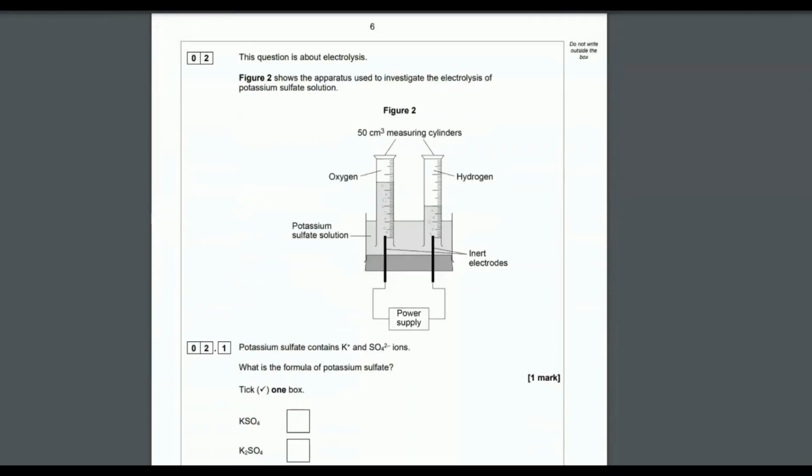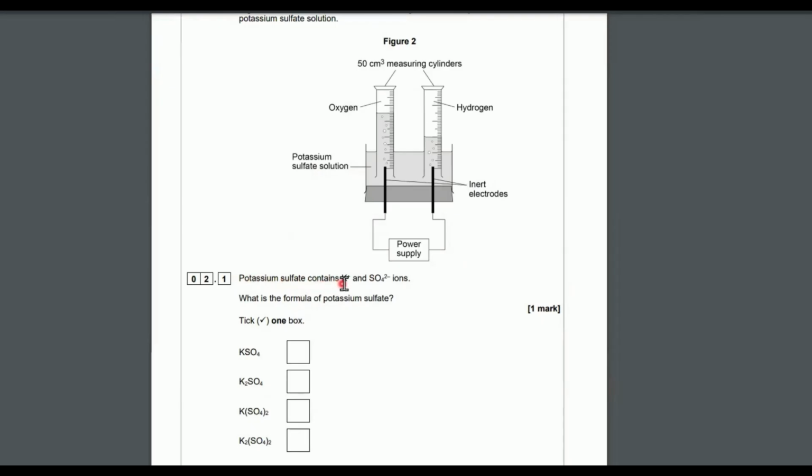Now we're on to question 2. This question is about electrolysis. Figure 2 shows the apparatus used to investigate the electrolysis of potassium sulfate solution. We have 50 cm³ measuring cylinders. We have oxygen coming off in one and hydrogen coming off in the other. We have inert electrodes, these black lines here. We have potassium sulfate solution, not melted or liquid, but solution. We have a power supply, and that is that. Let's zing down and see what the actual question is.